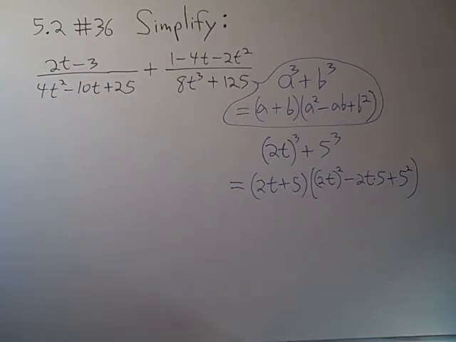To add these two rational expressions, we have to first find a common denominator. It means we first have to factor each of the denominators.